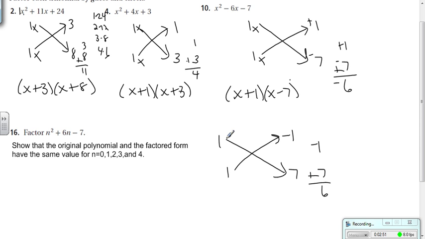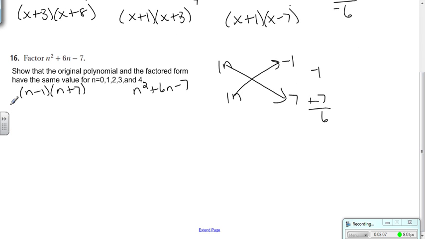So put your variable in, which this time is an n. So I've got n minus 1 times n plus 7. And now I want to check my answer. So I want to know, am I truly factored right? So if I plug in a 0, and I do 0 minus 1 times 0 plus 7, well, that's negative 1 times 7. That gives me a negative 7.